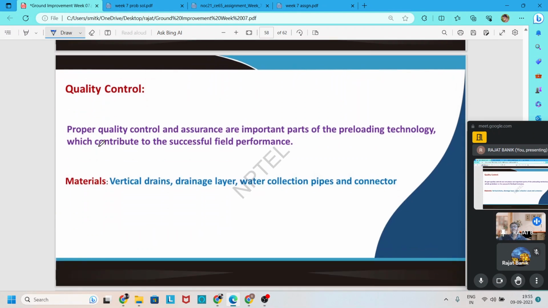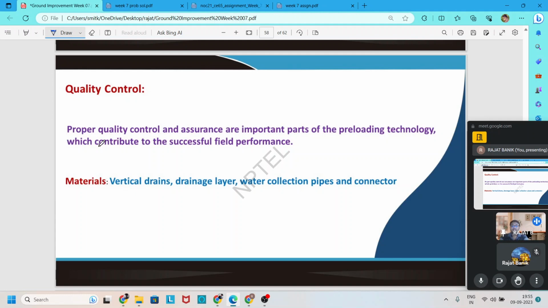Now come to quality control. So here it is said that proper quality control and assurance are an important part of the preloading technology, which contribute to the successful field performance.